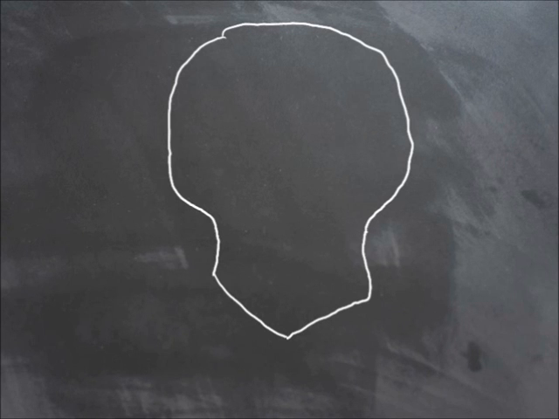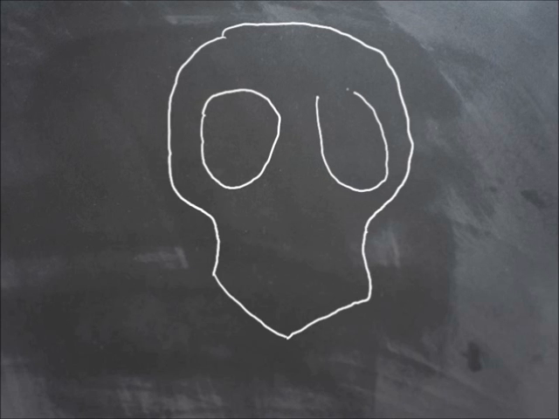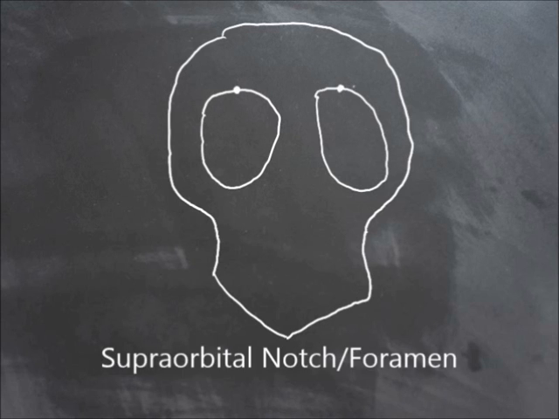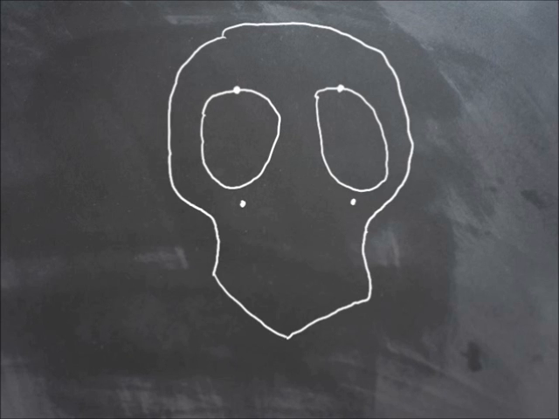So there's our outline. There's one orbit. There's another orbit. Just above the orbits there's a foramen or a notch, and this is called the supraorbital notch or supraorbital foramen. Just underneath, on the maxillary bone, you have another foramen called the infraorbital foramen.